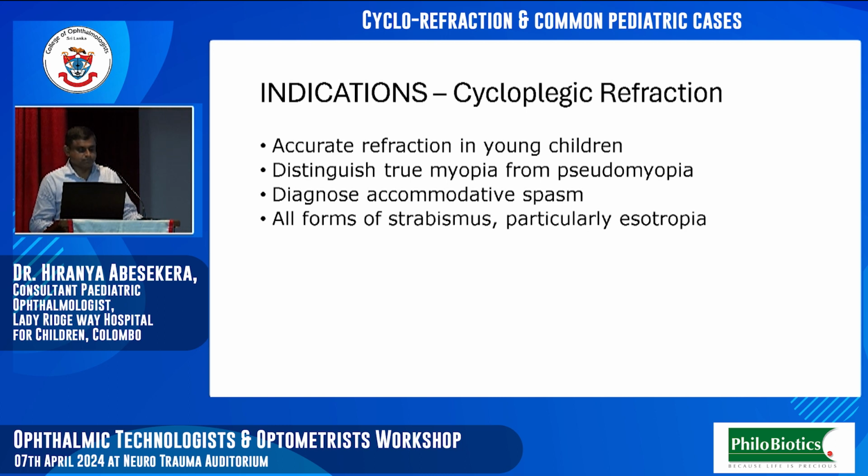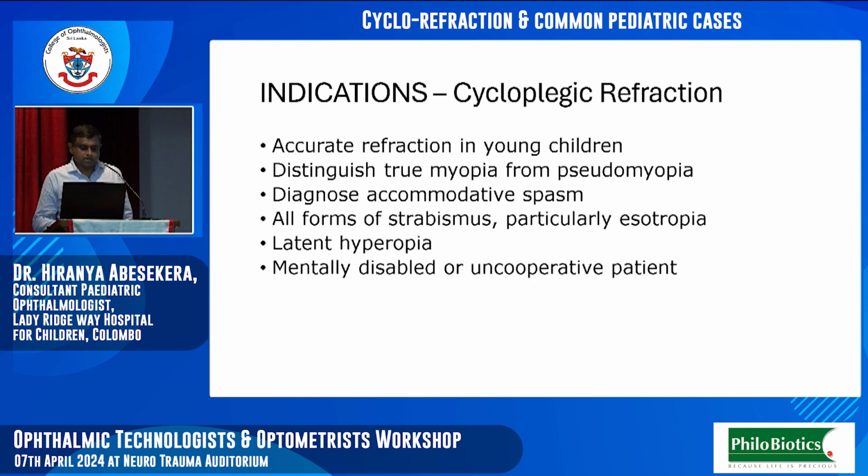In esotropic cases, it's very helpful to find out latent hypermetropia, because correcting hypermetropia is the basic principle in managing certain types of esotropia. In uncooperative patients, you must consider that all children are uncooperative, right? But there are children like a 15-year-old child with Down syndrome. That is a proper uncooperative patient. Things will be complicated by the child having a squint, the child may be esotropic, and may have a bit of cataract. So you are not able to do a proper subjective or auto refraction in this patient. So you must dilate and do a cycloplegic refraction, and you can prescribe depending on your retinoscopy findings. You don't have to go through a subjective refraction in all the patients.